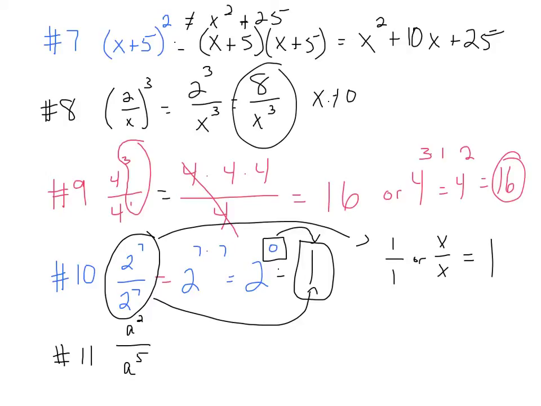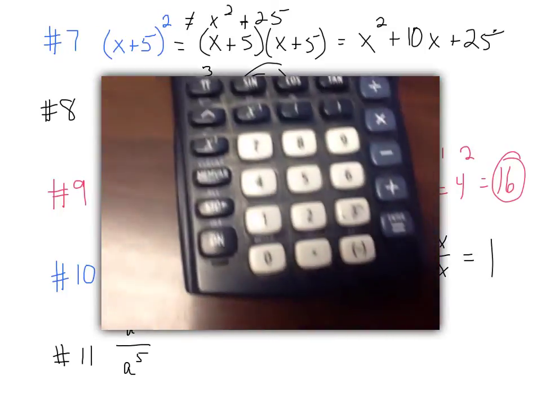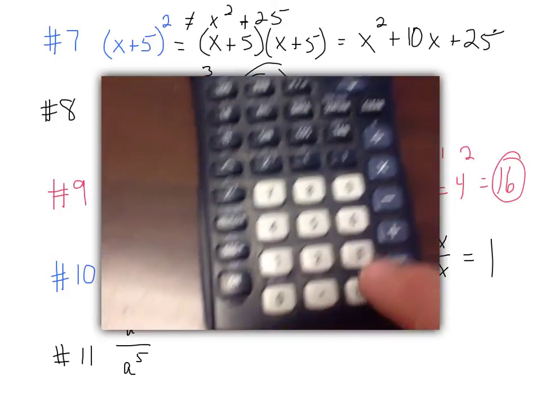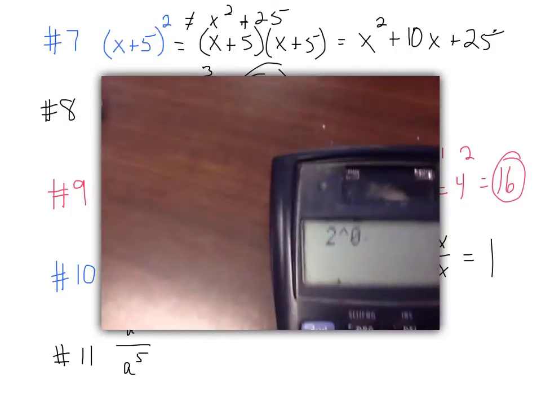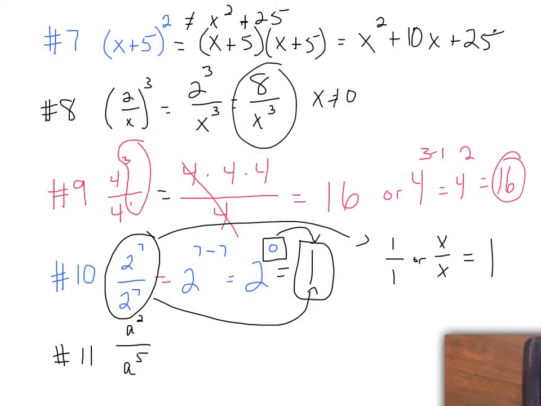That means 2 to the 0 power is equal to 1. In fact, anything to the 0 power is equal to 1. And check it out if you don't believe me. Type in exactly what we just did. 2 raised to the 0 power. Answer 1. There it is. Okay. Let's get that out of the way. Anything to the 0 power is equal to 1.